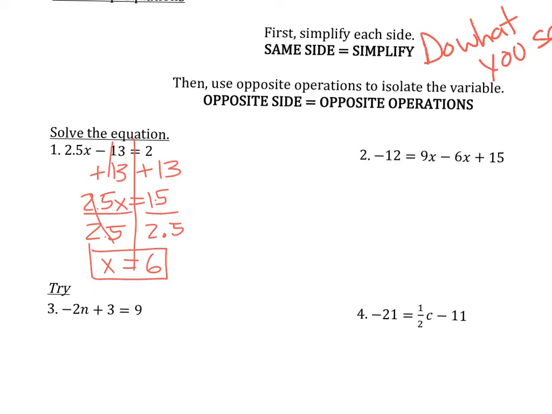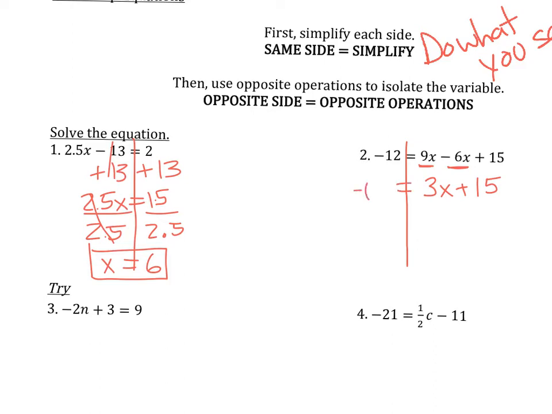All right, let's look at number 2. Let's find our equal sign and check for same side simplify. On the left-hand side, I just have a number. On the right-hand side, I see that 9x and negative 6x both have x's, so those are like terms on the same side of the equal sign. So I just simplify, do what I see. What do you see on the right-hand side? I see 9x minus 6x, so I just do that. 9x minus 6x leaves us with 3x. The 15 just drops down as a plus 15 because it's not like terms with the others. It doesn't have an x.